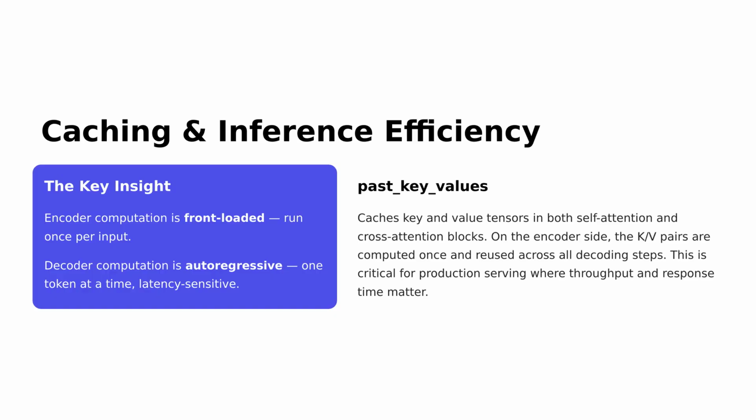The key idea here is that encoder work is front-loaded. You process the input once, and those representations are reused. The decoder is different. It generates tokens autoregressively, one step at a time, so latency really matters there. That's where past key values help. By caching key and value tensors for self-attention and cross-attention, especially the encoder-side K and V computed once, we avoid redundant computation and improve both throughput and response time in production.